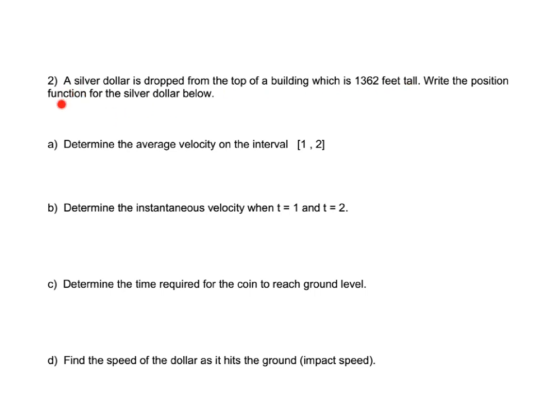So write the position function for the silver dollar below. So we want to know where the position of that is. Let me just recap from the previous page. Again, you obviously don't need to memorize this, but here's the formula for the position function: 1/2 gt squared plus initial velocity times the time plus initial height. All right, so let's write the position function.